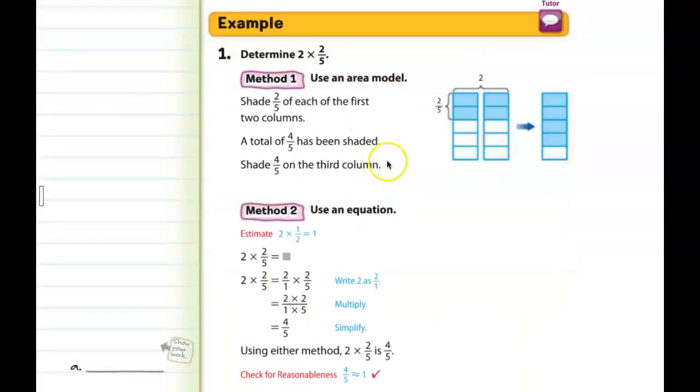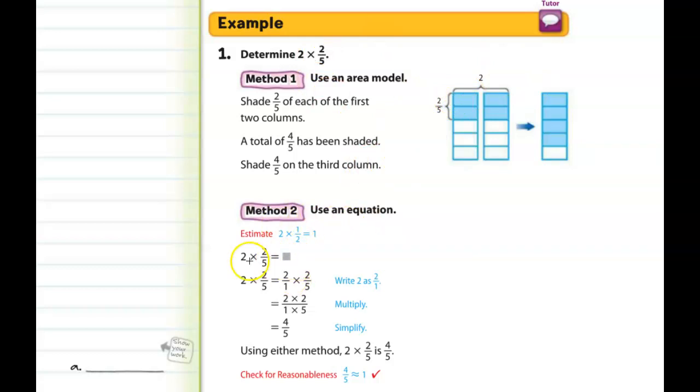Okay, there are 2 methods. One I just modeled, and that's the area model way of multiplying. And so we have 2 groups of 2/5. Both of these are cut into 5 pieces. We shade 2 of those, we shade 2 of those, and the total is 4/5 when we put them together in one column. So shade 4/5 of the third column. Okay, so that's one way of doing this.